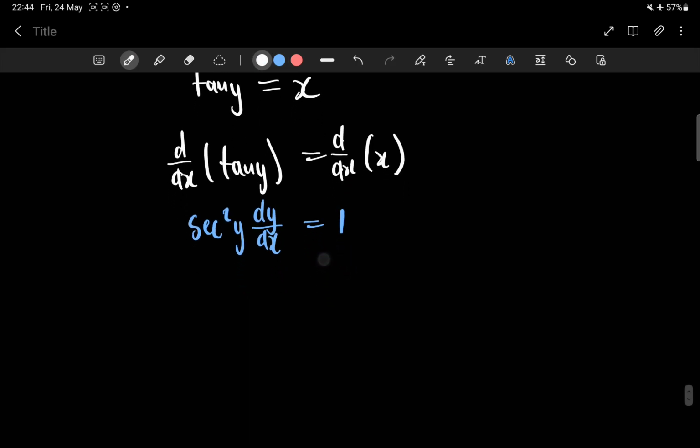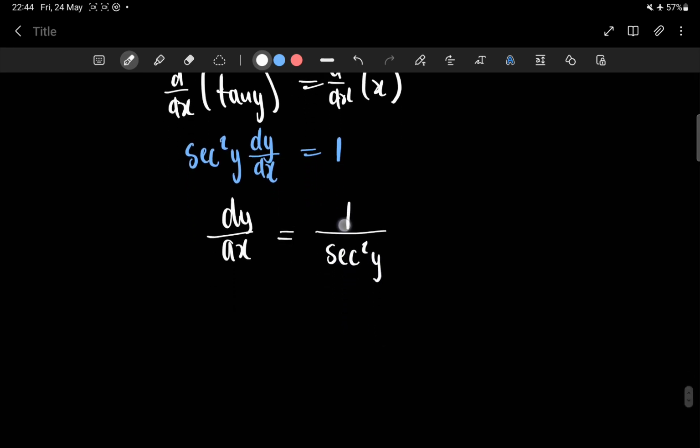So now, what would I do when I have it like this? You should remember this one. If I take secant squared to the other side, I will have my dy/dx, because that's what I'm looking for. It will be 1 over secant squared y. But I know what secant squared is. What is secant squared? From the identity, do you remember the identity? We only have two.